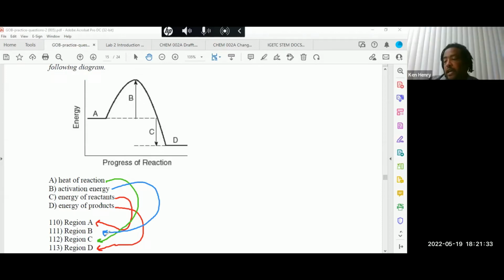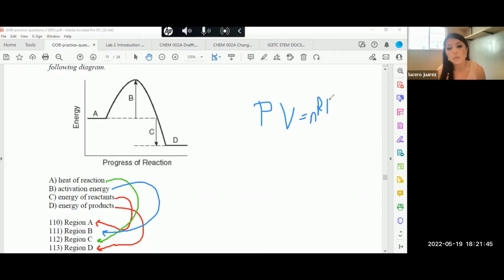And you will have one ideal gas law question. So PV equals nRT. Just remember that. PV equals nRT: pressure, volume, number of moles. R is the ideal gas constant, and temperature always has to be in Kelvin. And the constant, is it 0.0821? That's correct.